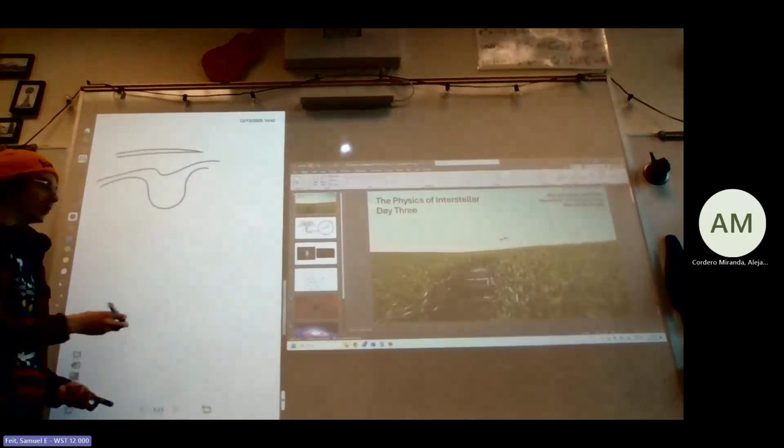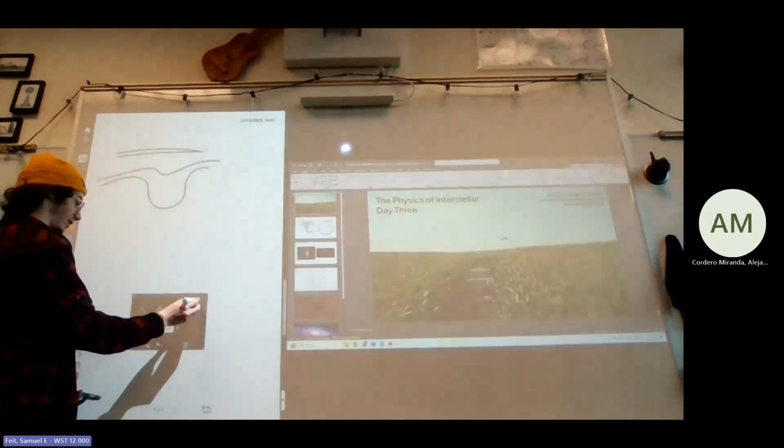The concept is that the path of light changes. Just in case you didn't understand, it bends.